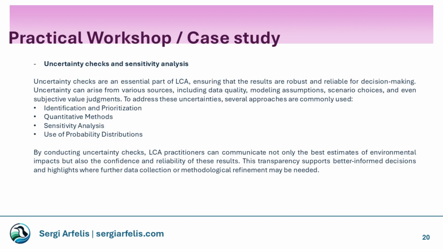Use of probability distributions. Instead of relying on single-point estimates, uncertainty analysis often employs probability distributions for input data, reflecting the range and likelihood of possible values. This approach allows for more nuanced and informative results. By conducting uncertainty checks, LCA practitioners can communicate not only the best estimates of environmental impacts but also the confidence and reliability of these results. This transparency supports better-informed decisions and highlights where further data collection or methodological refinement may be needed.